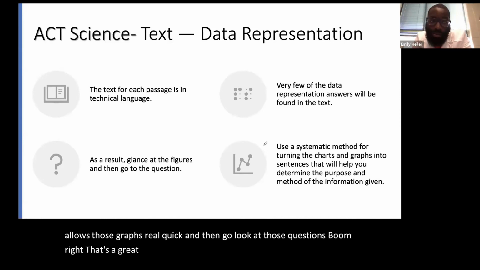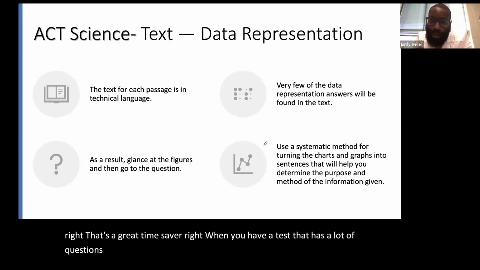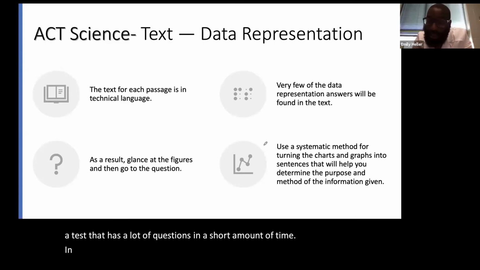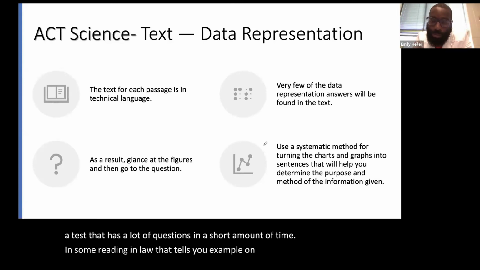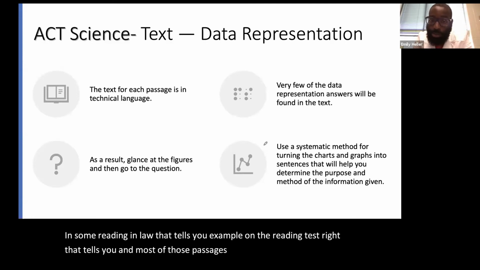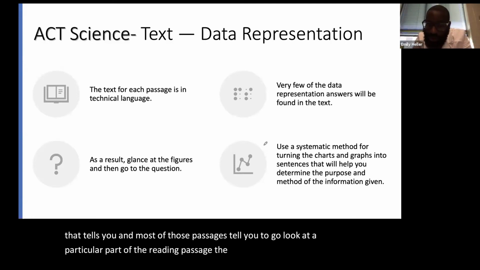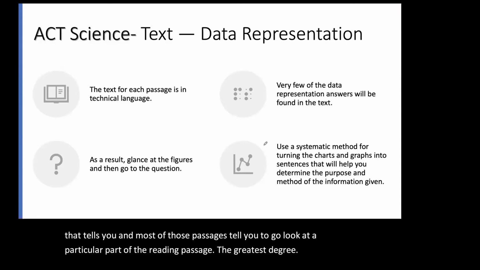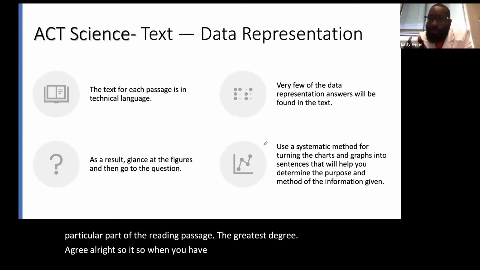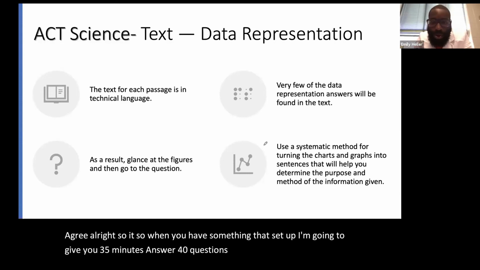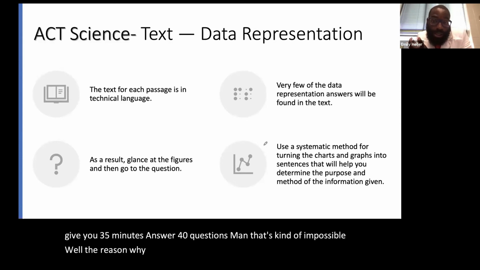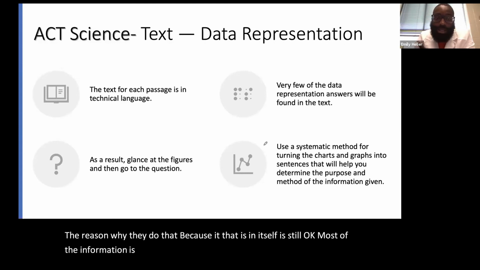When you have a test that has a lot of questions in a short amount of time, and it's some reading involved, that tells you, like on the reading test, right? Most of those passages tell you to go look at a particular part of the reading passage. Agree or disagree? Agree. All right. So when you have something that's set up, well, I'm going to give you 35 minutes, answer 40 questions. Like, man, that's kind of impossible. Well, the reason they do that is because that in itself is saying most of the information is going to be in a place that's easy to find. And in science, there's nothing easier to find than reading those graphs, right?